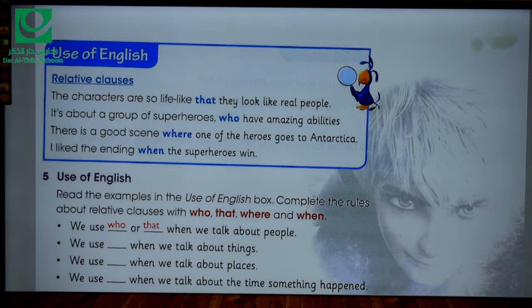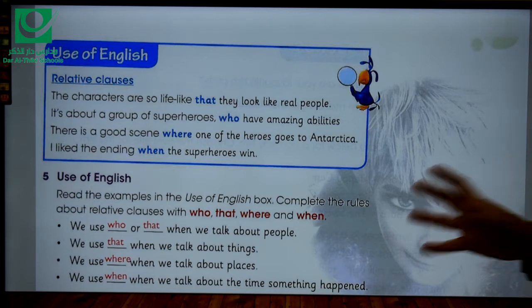Exactly. We use that when we talk about things. What do you think? Yes, fine, we use the word that when we talk about things. The third one, we use where when we talk about places. Good. We use where when we talk about places. Finally, we use when when we talk about the time something happened. Fantastic. This is about the use of these words.